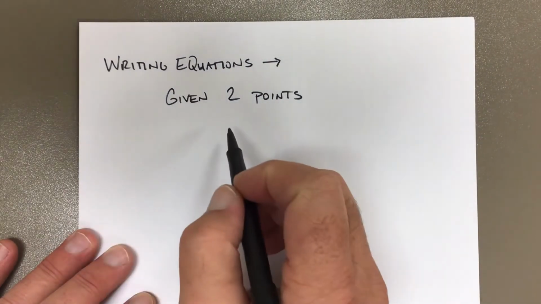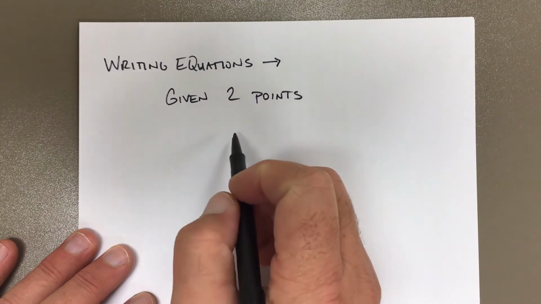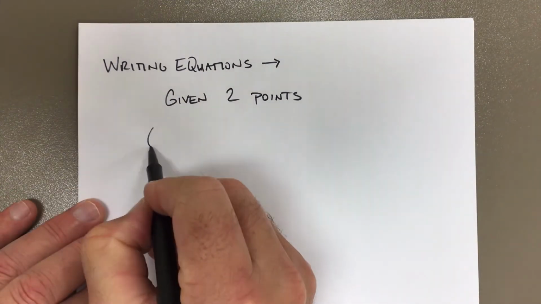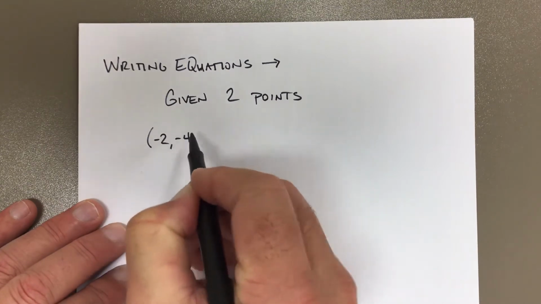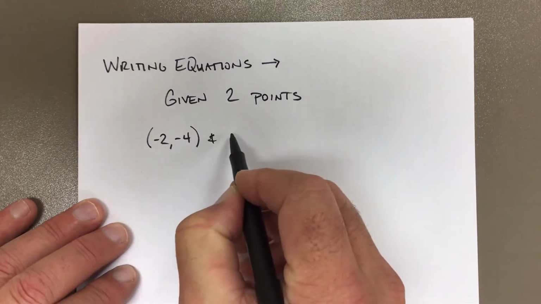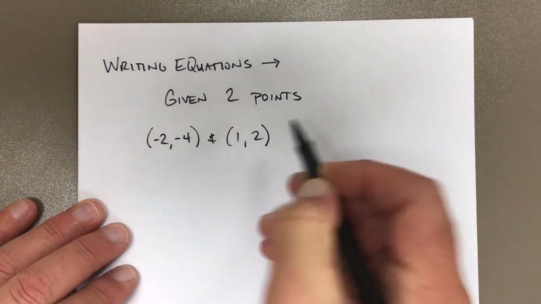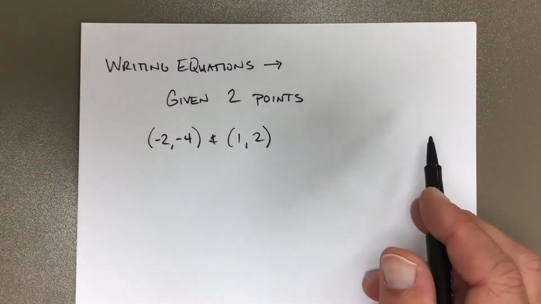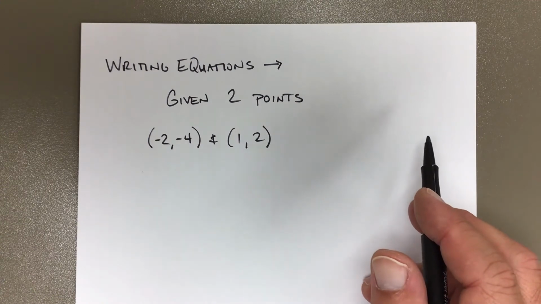We're going to write equations today given 2 points. So they're going to give us 2 points that are on a line. So let's say (-2, -4) and (1, 2). All right? So that's what they're going to do. They're going to give us these 2 points and they're going to say, hey, write an equation. And you're going to go, what?